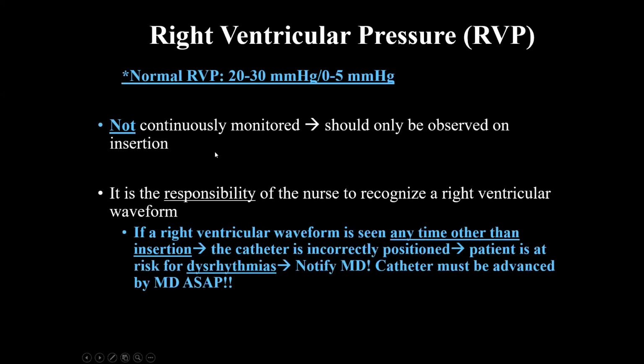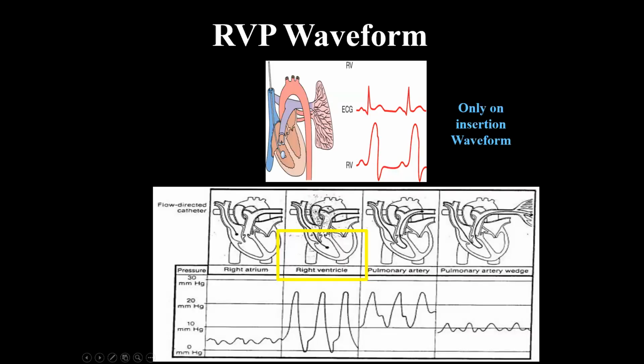All right, all I want to say about this slide is you should not see it. Don't study the numbers. This is on insertion. You just need to know that that should never be only on insertion. And it's quite large. You'll know you're in the ventricle. You just need to be able to recognize that waveform so that if the catheter has slipped back, you're going to call the physician immediately to advance that catheter.